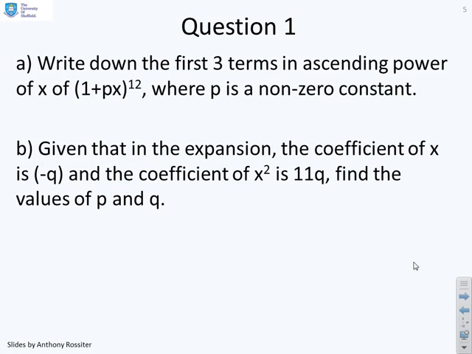Questions then. Write down the first three terms in ascending powers of x of (1 plus px) to the power 12, where p is a non-zero constant. And having done that, given that in the expansion the coefficient of x is minus q and the coefficient of x squared is 11q, find the values of p and q. So how would you do this question?